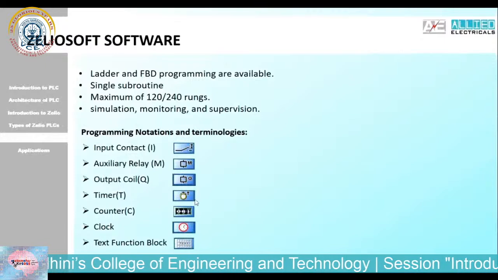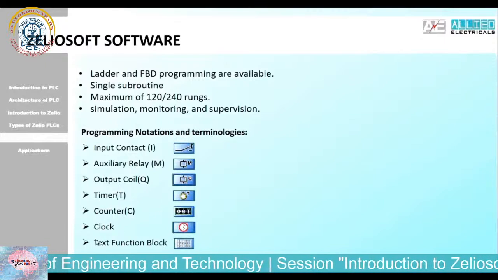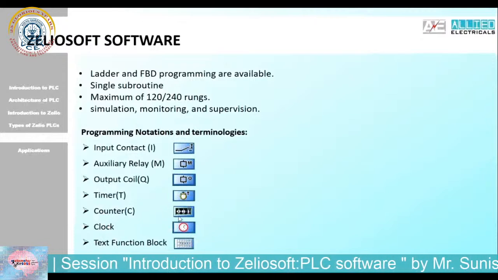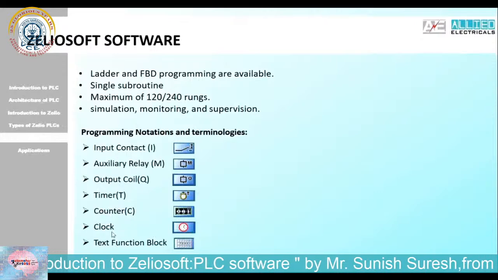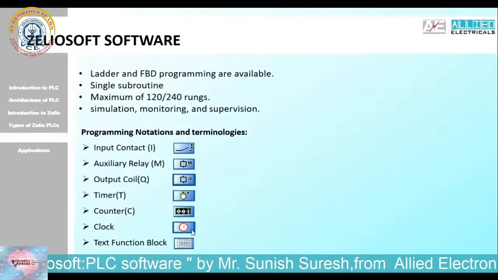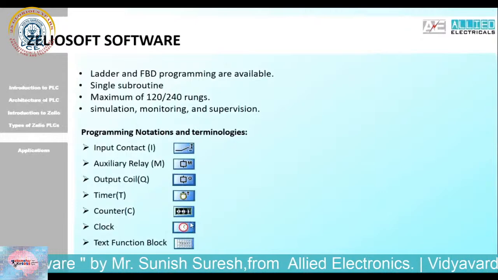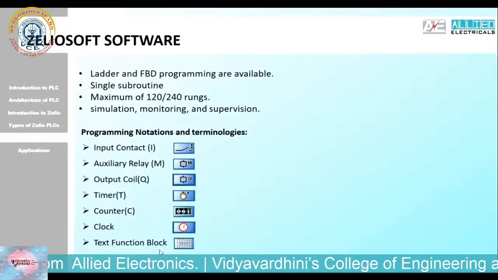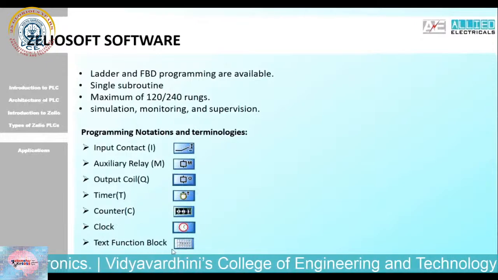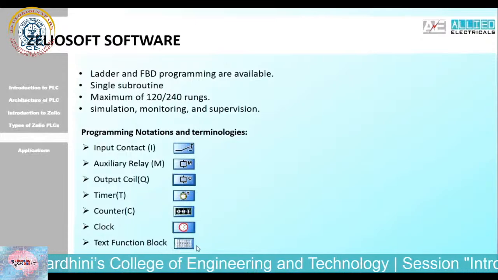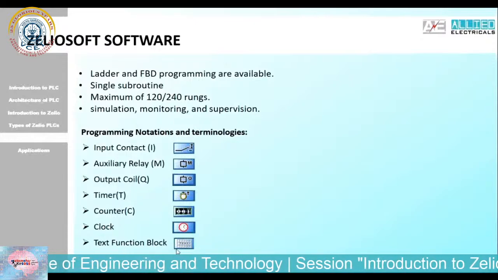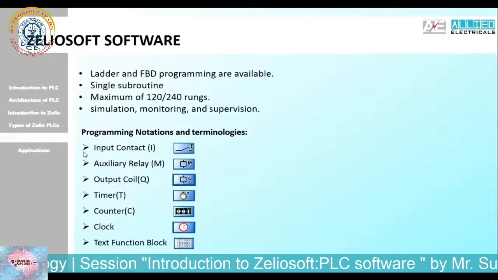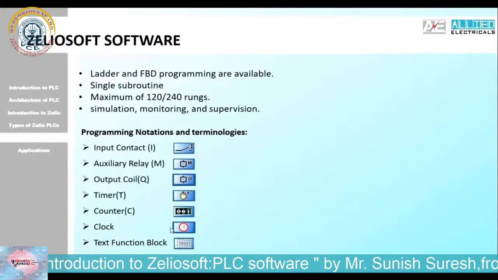Next we have timer T, counters, clock functions, text function blocks. The timer and the counter functions are similar to other PLCs, while the clock is a function in which you can schedule certain tasks based on the real-time clock of the PLC. Next is the text function block. Since the PLC has a built-in LCD display, you can show certain text on some trigger. So I will be talking about this in detail when we start doing the software simulation part.